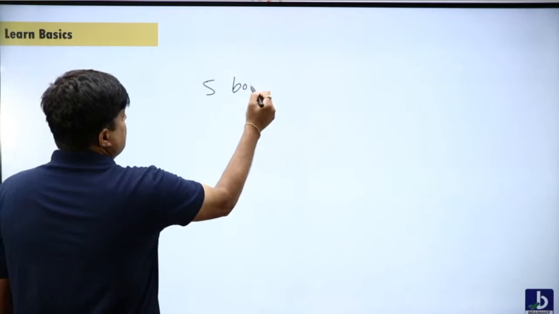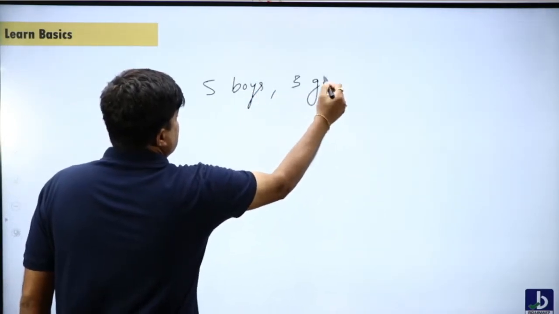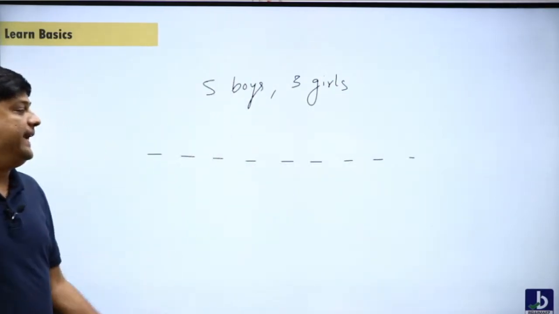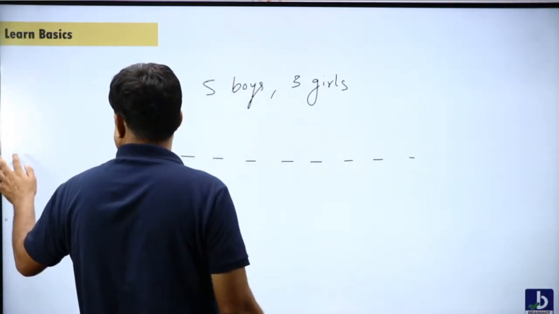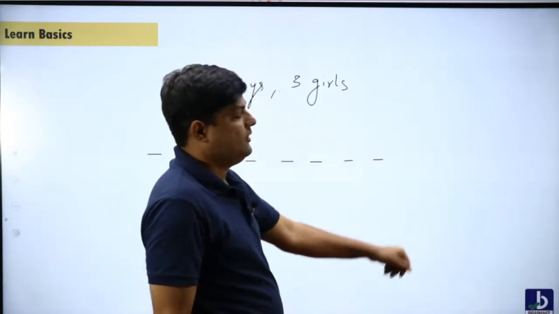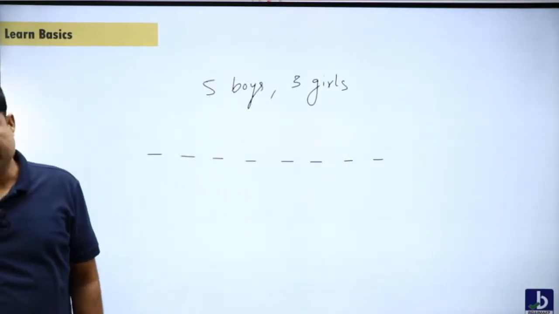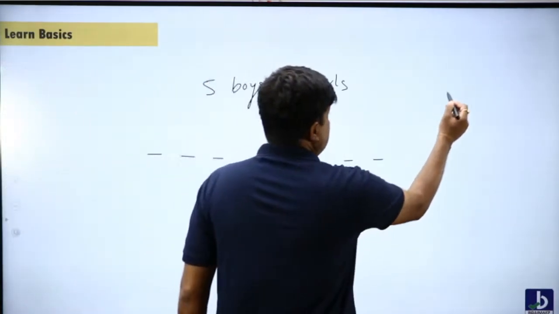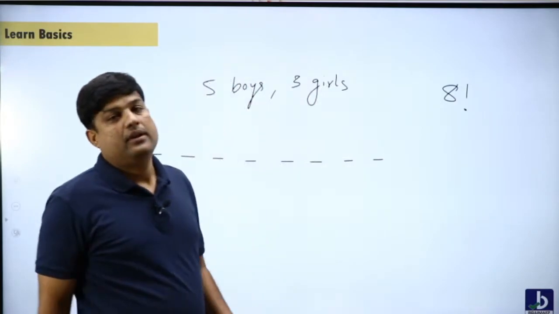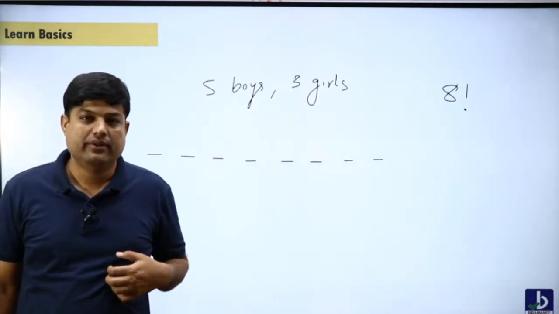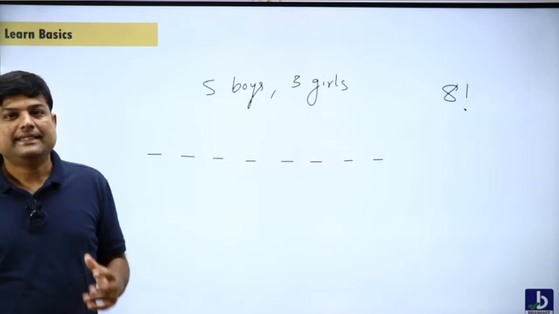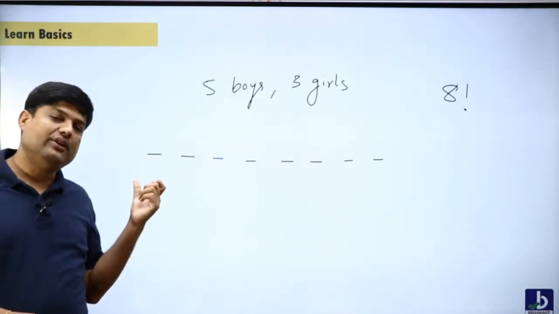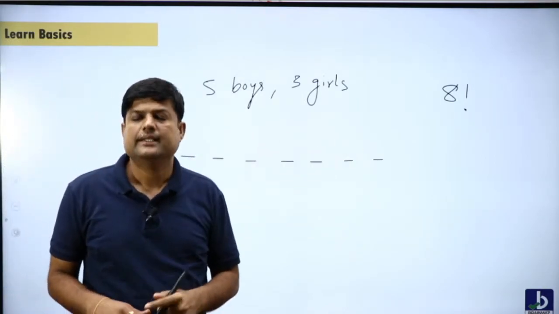Suppose I'm asking you here. There are 5 boys and there are 3 girls. How many ways can we accommodate them in 8 chairs? The answer is very simple. How many people are there? 8. So we call it 8 factorial. But the condition is such that vowels are sitting at the corners. It starts with a vowel, ends with a vowel. Same strategy.